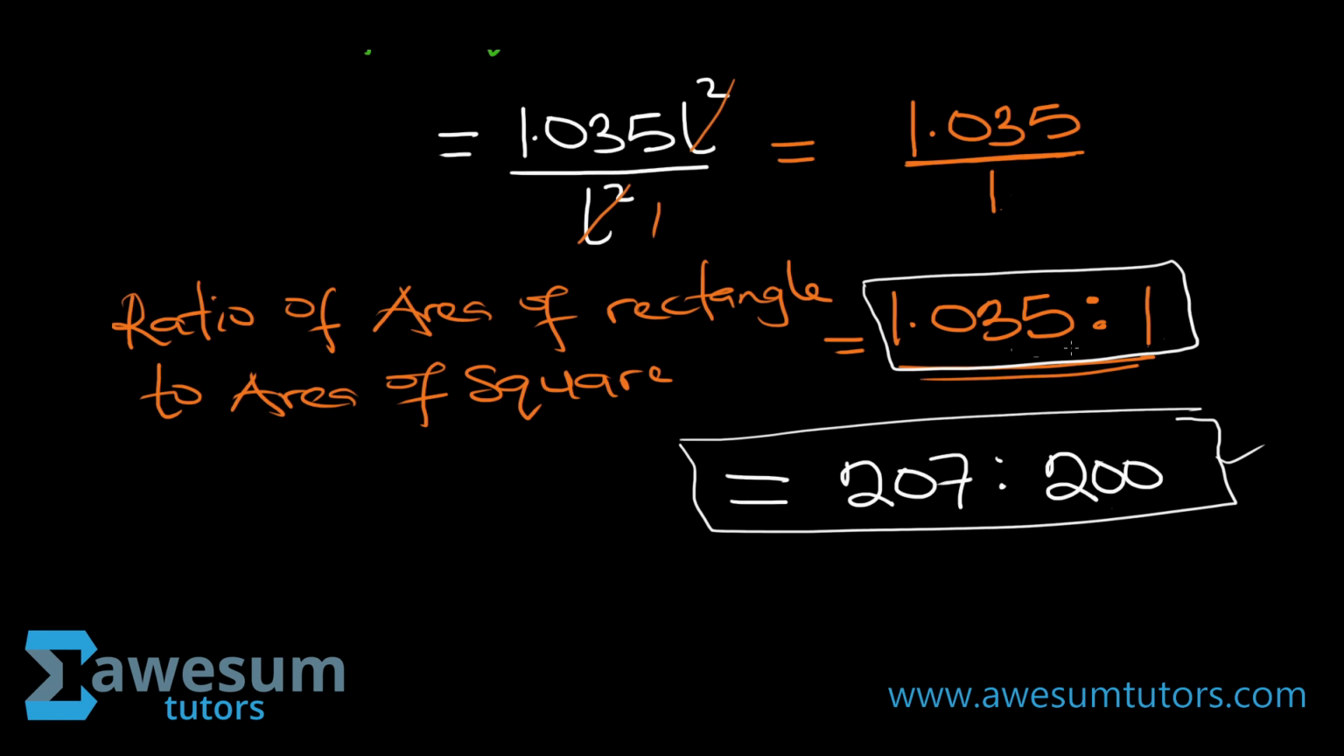For you to do that, you have to multiply both this number 1.035 and 1 by a number that will change both of them to a whole number. And 200 seems to be the smallest number you can use right here to convert to a whole number. So this is your final answer, or this is also your final answer.